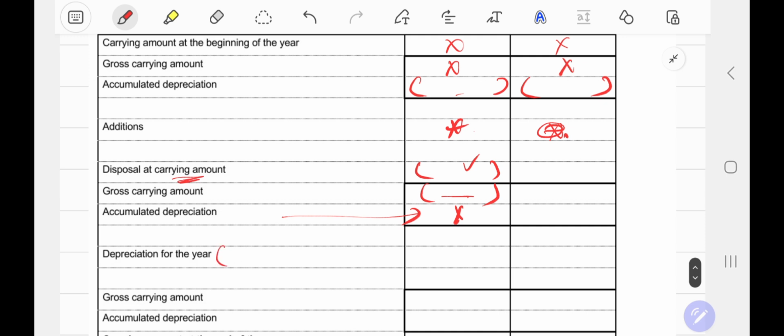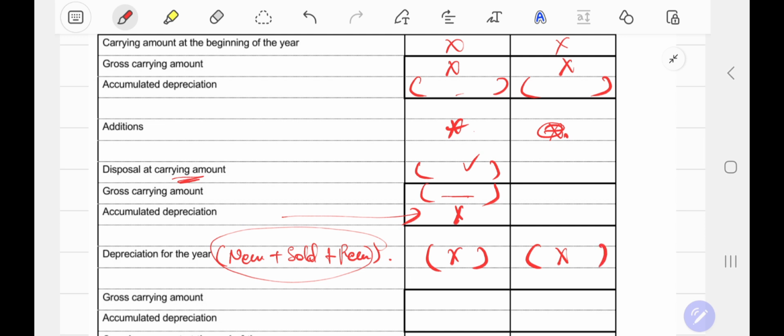Then the depreciation for the year is what? The depreciation for the year is the depreciation of the new assets, plus the sold assets, or the assets that you disposed, plus the depreciation of the remaining or the old assets. So you add them together for vehicles and record the amount. You'll add them together for furniture, and then you'll put the amount here. This amount must be negative, right?